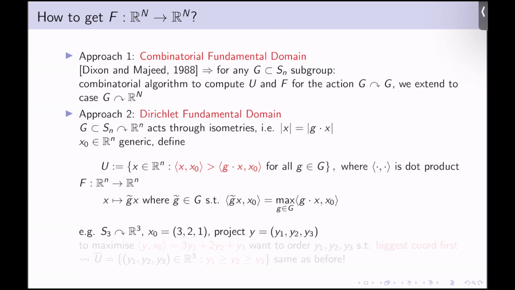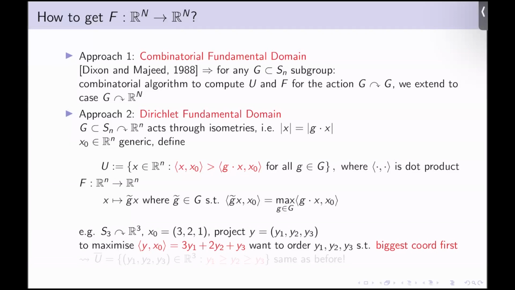But let's say, in our toy example, S3 acting on R3, you take this point x0 equals (3, 2, 1), and you want to project some vector (y1, y2, y3). Now what you get, according to our definition of f, is that you have to maximize this inner product, the inner product of y and x0, which is 3y1 plus 2y2 plus y3. In order to maximize this, you exactly have to reshuffle your vector y to put the biggest coordinate first and the smallest coordinate last.